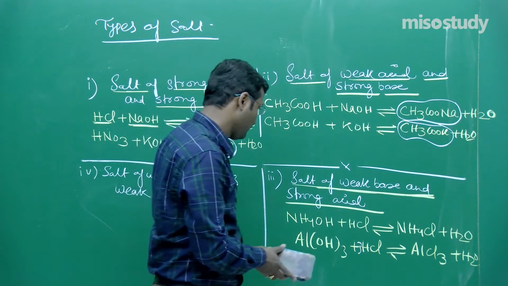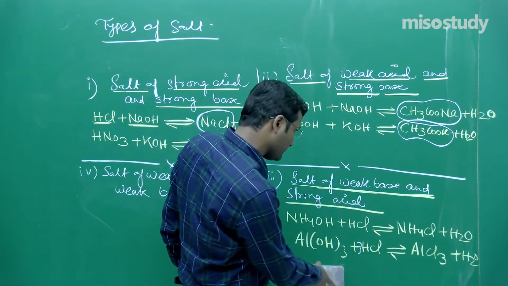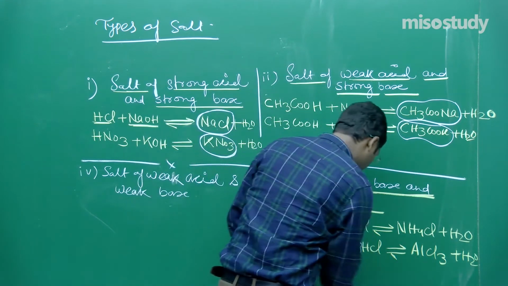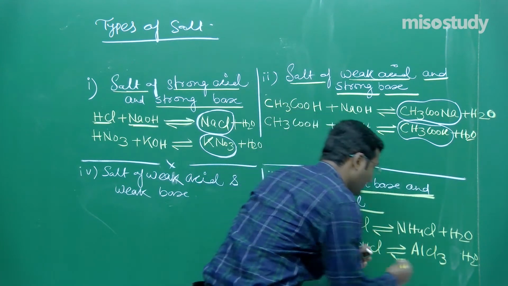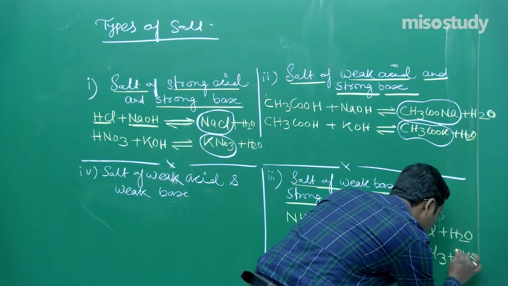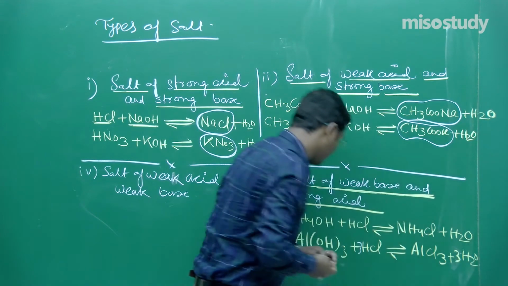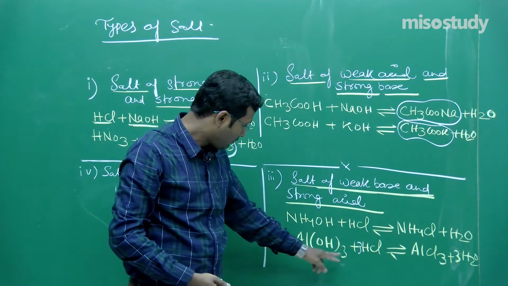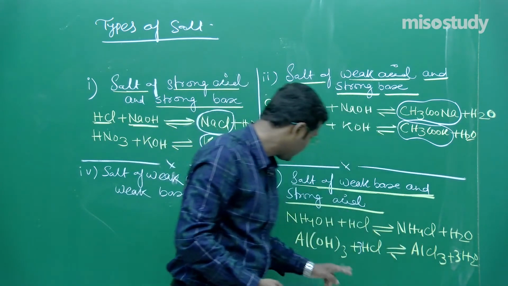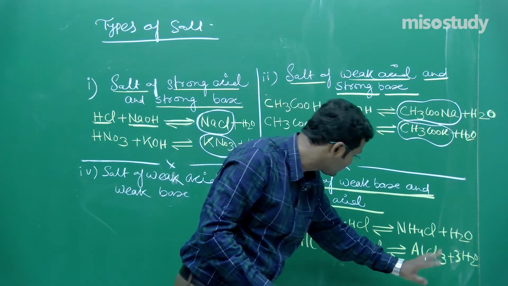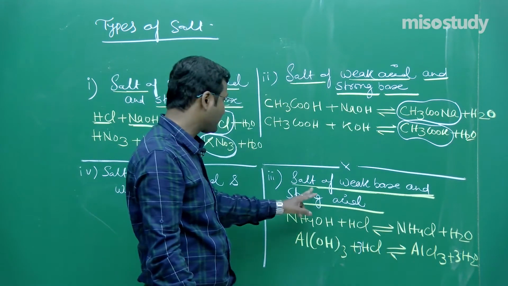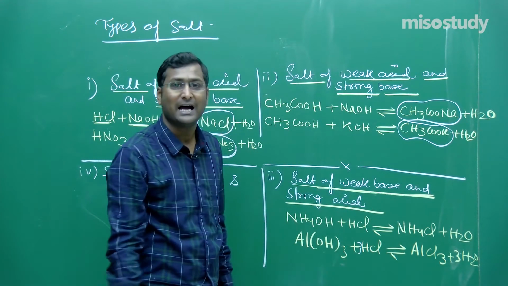You can do it on your own. Oxygen is 3. If I write 3 here, then you can easily balance. Now count. Is it a balanced equation or not? There is 1 Al, oxygen 3, hydrogen 3 plus 3, 6, and chlorine is 3. Is it a balanced equation? This is an example of salt of weak base and a strong acid.